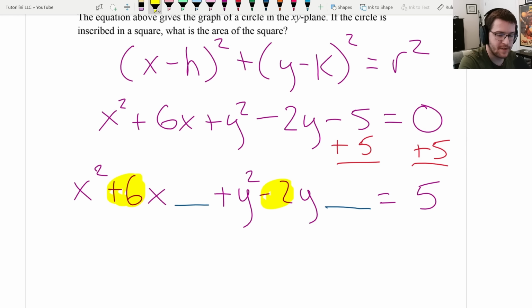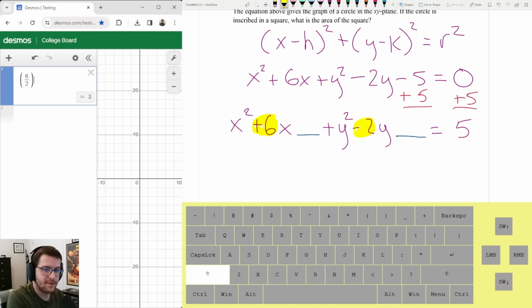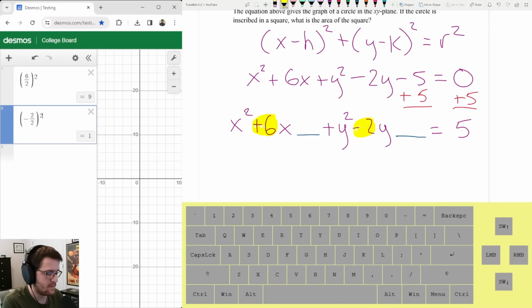So let's go over to Desmos, and I can just show you guys the calculation. So I'm going to do 6 over 2, b over 2 squared. So 6 over 2 squared, and I get 9. And now I'm going to do -2 over 2 in parentheses squared, and I get 1.